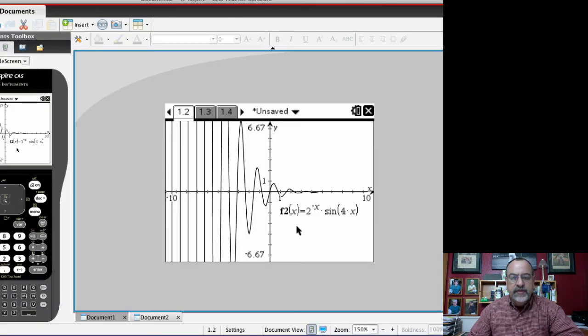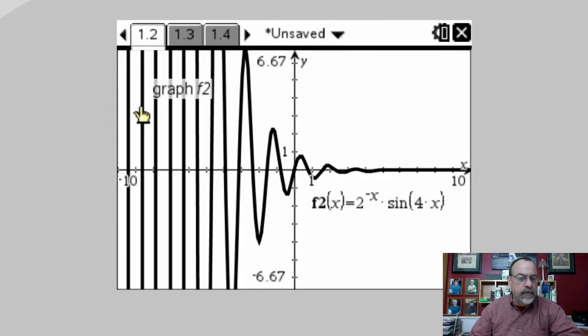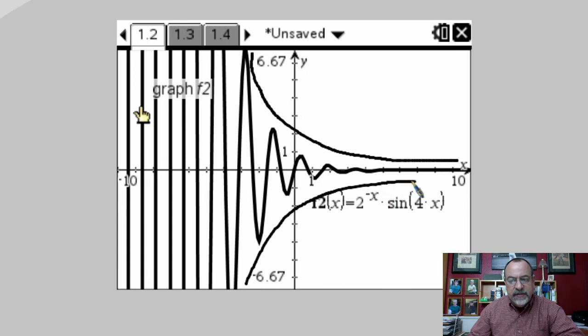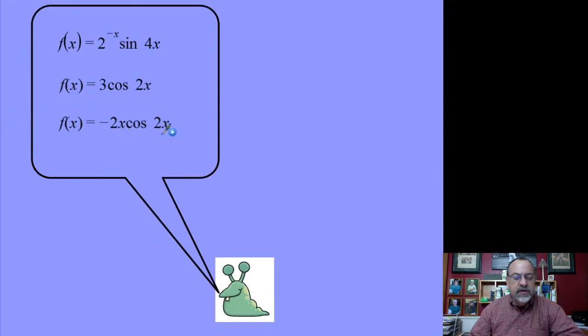So here we have 2 to the negative x, so you can see, if we graph the function that goes down like this, and then this one goes up here, you can see that this sine function is getting closer, is getting squeezed as the x values go towards infinity. Alright. Let's take a look at negative 2x cosine 2x.